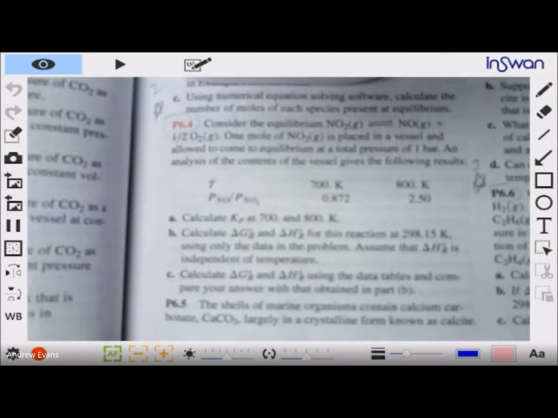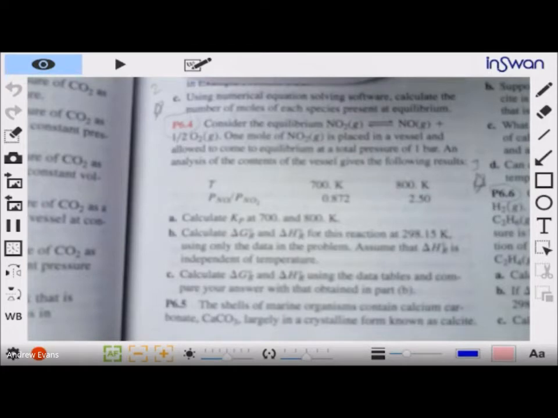Problem 4. Consider the equilibrium expression NO2 goes to NO and 1/2 molecule of oxygen. If 1 mole of NO2 is placed in a vessel and allowed to come to equilibrium at a total pressure of 1 bar, an analysis of the contents of the vessel gives the following results. At 700 Kelvin, the ratio of the pressure percentages of NO to NO2 is 0.872, and at 800, it's 2.5.